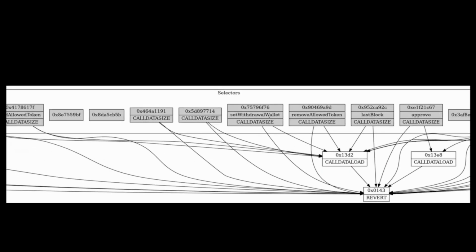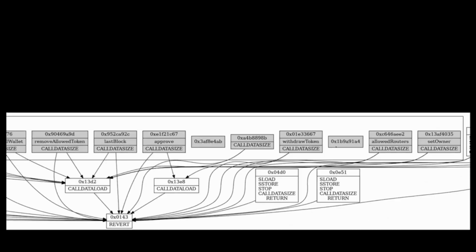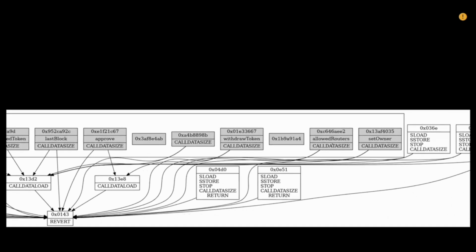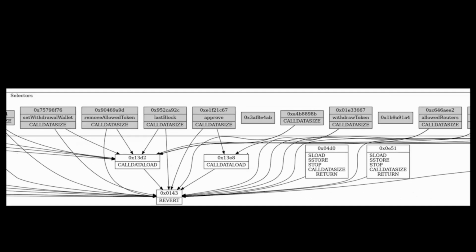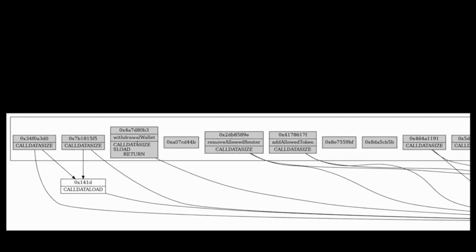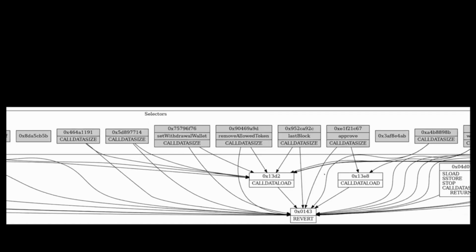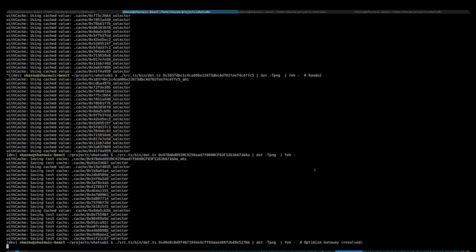So, similar idea: set withdraw wallet, remove allowed token, last block, draw token, routers. So yeah, this could be an MEV one, hard to tell. It does store a lot of things. Yeah, it looks like it has routers, remove routers, has withdraw. So yeah, stuff like that. And then let me run through a couple other ones that are known. So yeah, this is like the Optimism gateway, for example.